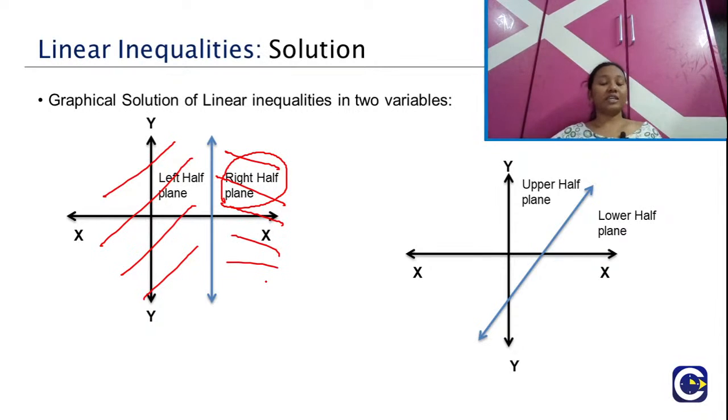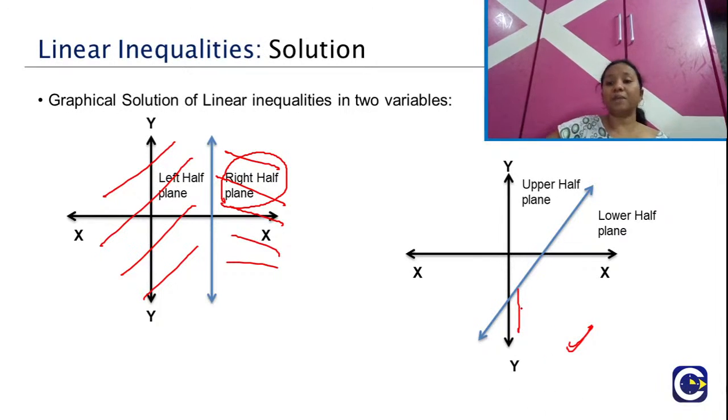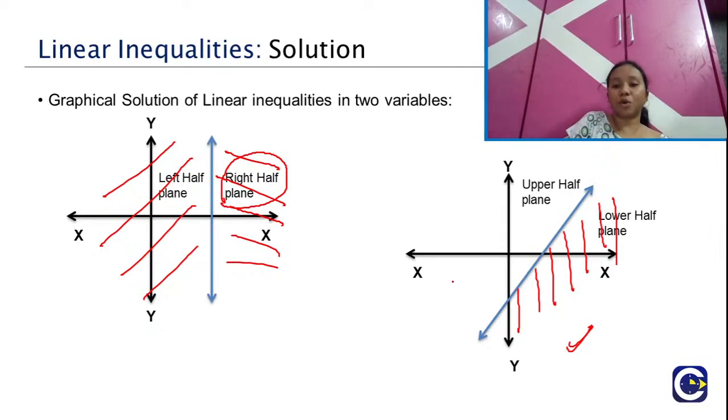Instead of a straight vertical line, if it is a slanting line like the one shown in this figure, then I won't talk about the parts as left and right. Instead, I'll talk about the lower part and the upper part. The area below the line will be called the lower half plane, and the area above will be called the upper half plane.